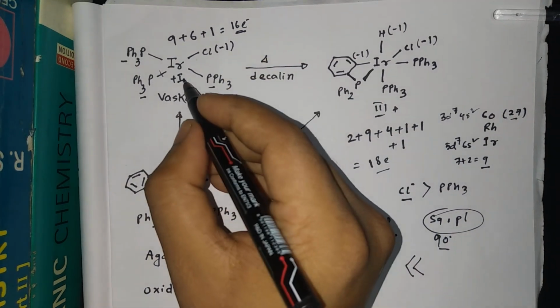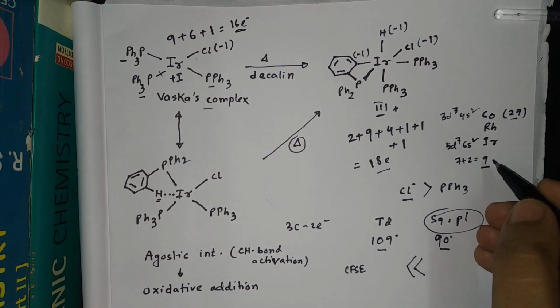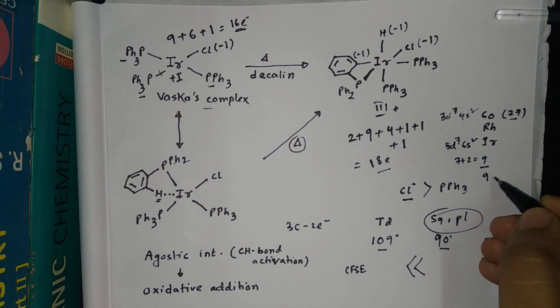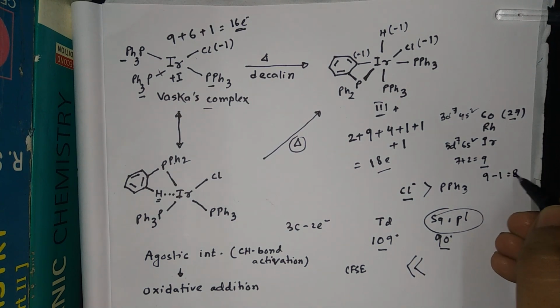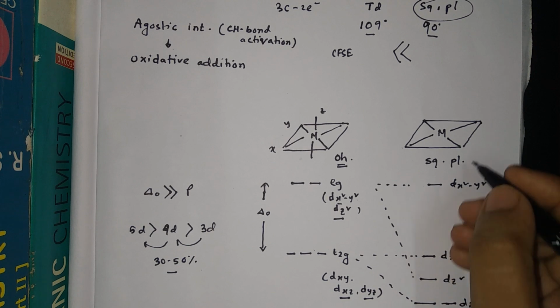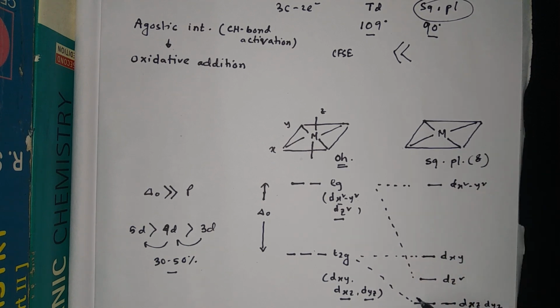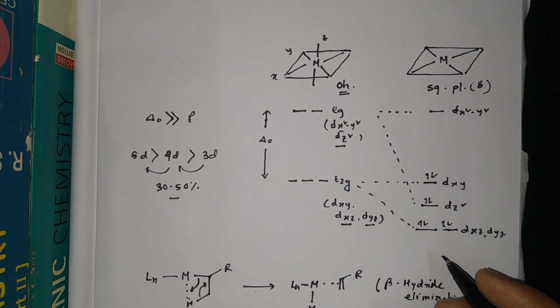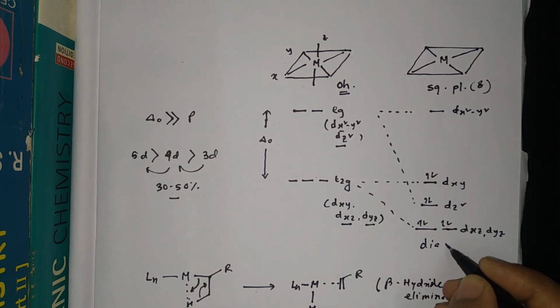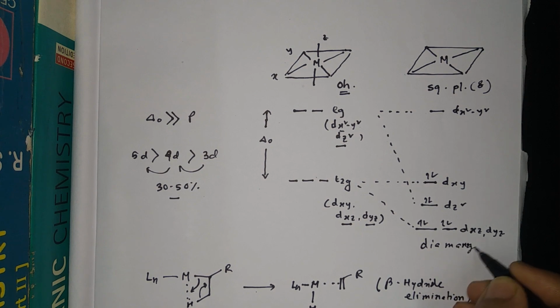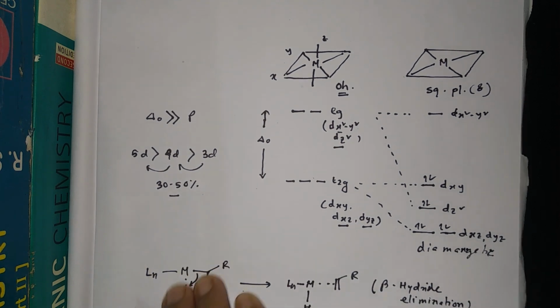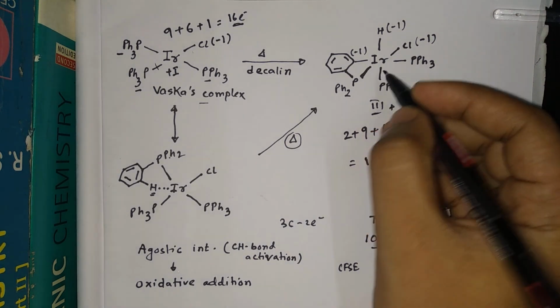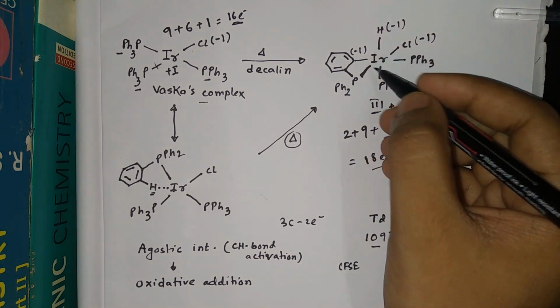It is in the +1 oxidation state. Therefore 9 valence electrons minus 1 equals 8 electrons. So it has an 8 electron system. These 8 electrons will be distributed like this: 1, 2, 3, 4, 5, 6, 7, 8. We can see all the electrons are paired, and hence it is a diamagnetic compound. After the reaction it forms an octahedral complex because of the 6 coordination state.